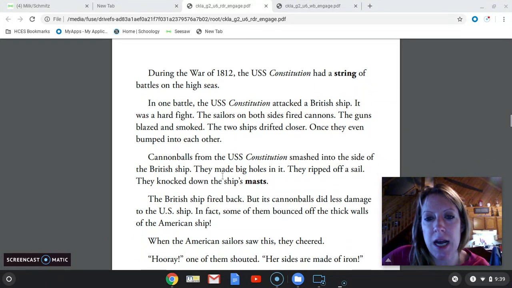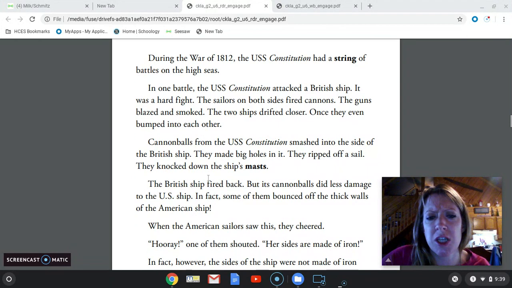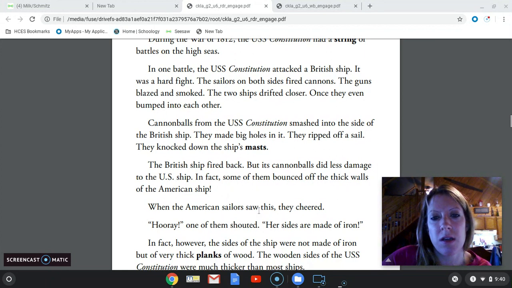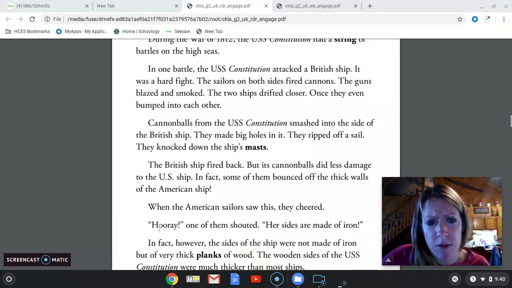Cannonballs from the USS Constitution smashed into the side of the British ship. They made big holes in it. They ripped off a sail. They knocked down the ship's masts. The British ship fired back, but its cannonballs did less damage to the U.S. ship. In fact, some of them bounced off the thick walls of the American ship. When the sailors saw this, they cheered. "Hooray!" one of them shouted. "Her sides are made of iron."